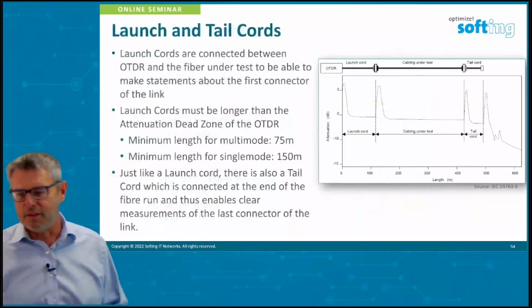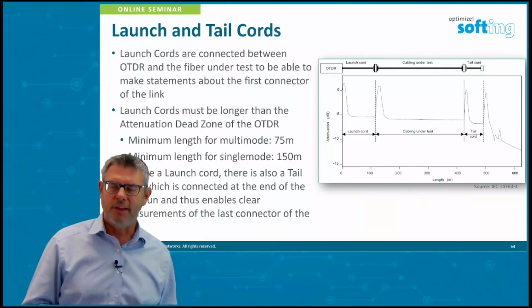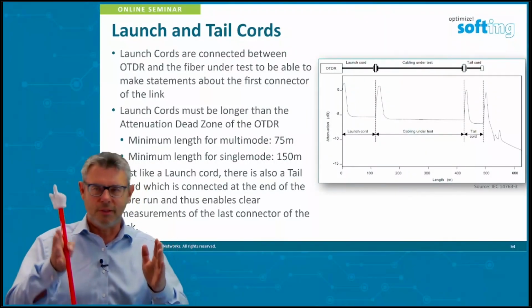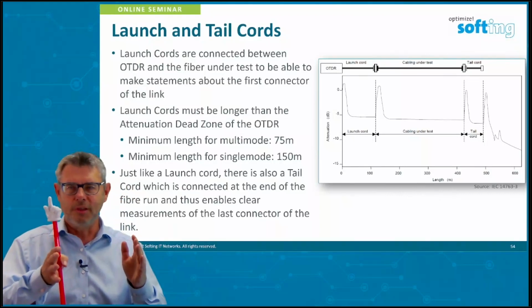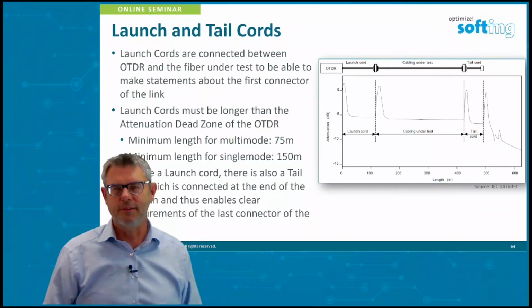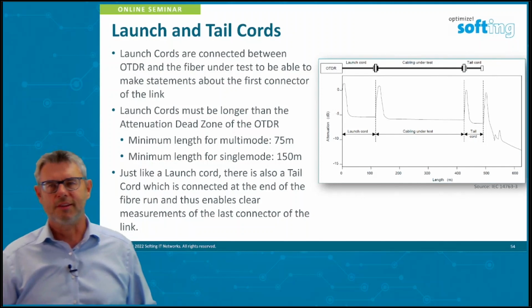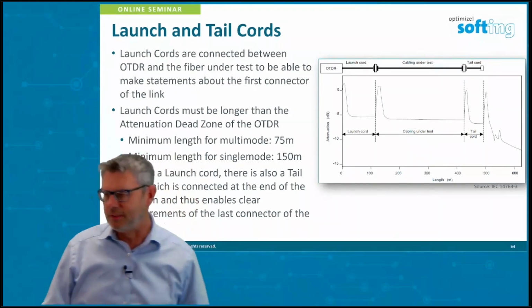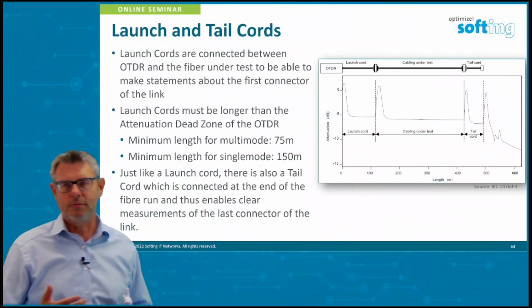Okay, launch cords and tail cords, I mentioned already. They're used to allow the pulse leaving the instrument to settle, let's say, on a cable before it hits the first connector, or to make the last connector visible with a tail cord at the end of the link. These launch and tail cords are standardized.